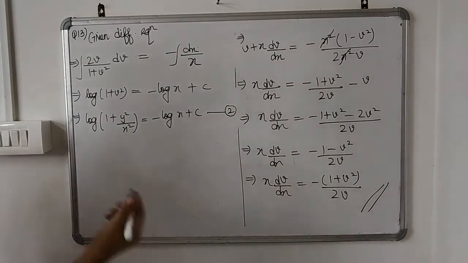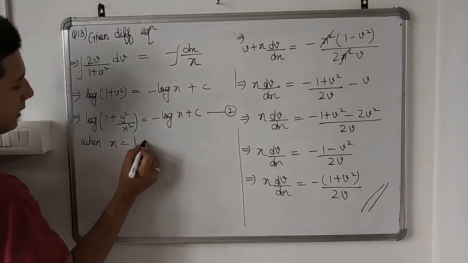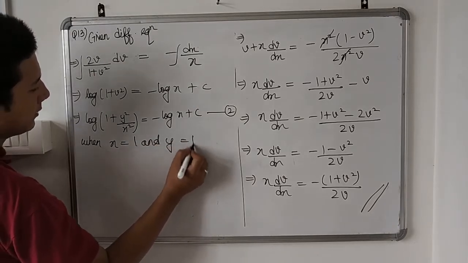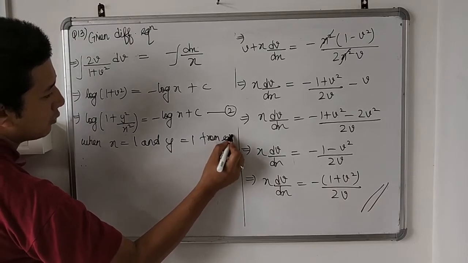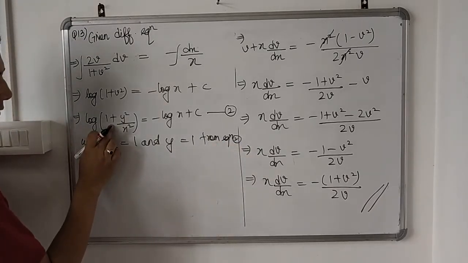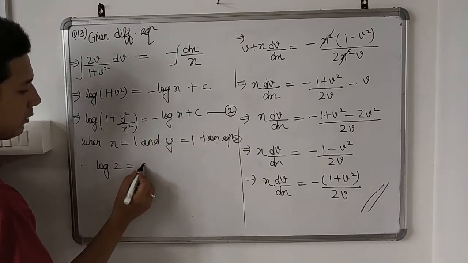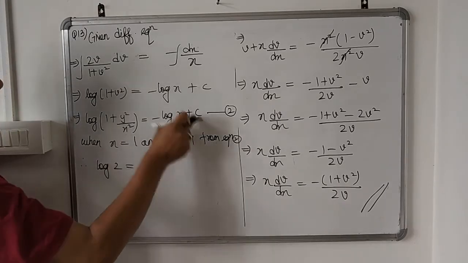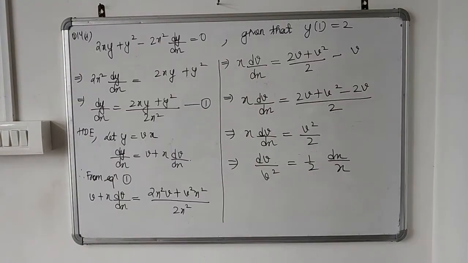Now you put x equals 1, y is equal to 1. So when x equals 1 and y is equal to 1, from equation 2, we get c, this will be log 2. Log 1 is 0, so hence c equals log 2. Please put the value for c in equation 2 to get the final answer. So pause the video, note it down.